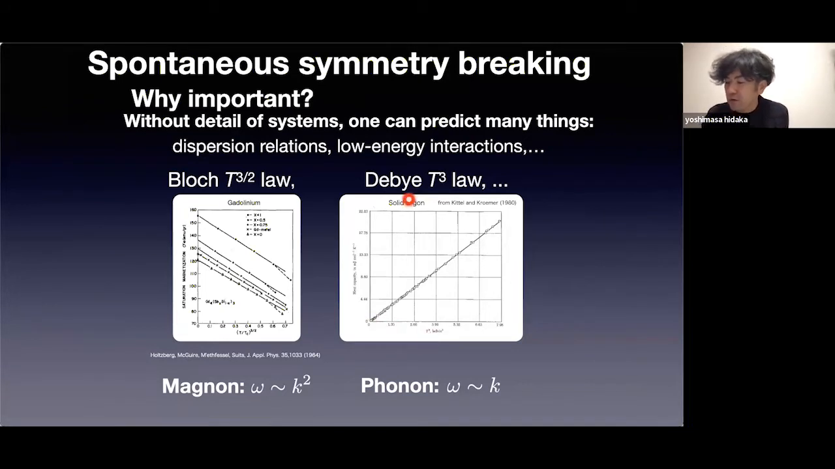This behavior actually comes from the dispersion relation of the magnon. The dispersion relation of the magnon is k squared. And in the other case, the Nambu-Goldstone boson is the phonon, which has a linear dispersion. As a result, this behavior appears.